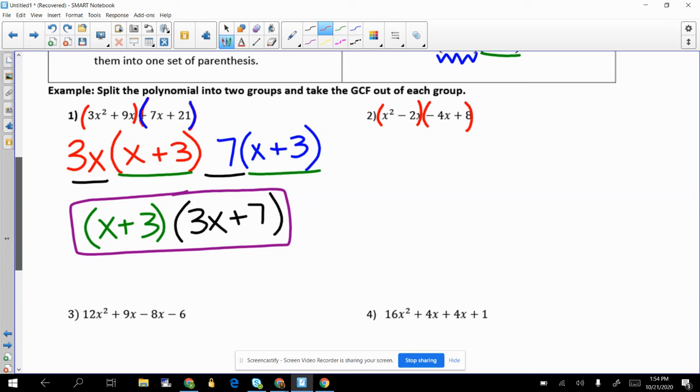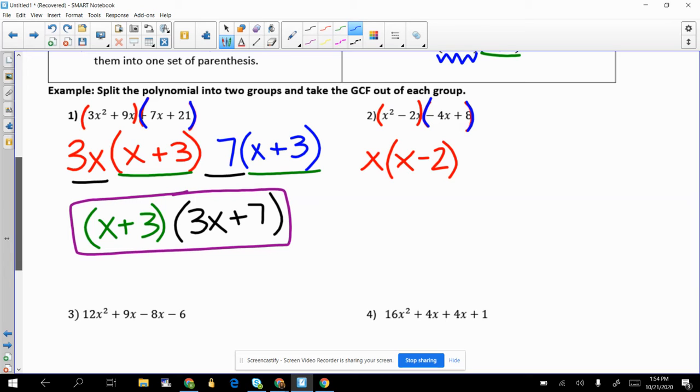So in the first one, what can you take out of x squared and negative 2x? I can take out an x, and that will leave me with x minus 2 in the parentheses. Then my second group, what can I take out? Keep in mind, we want our parentheses to match. Let me just show you guys really quick. We have negative 4x plus 8.